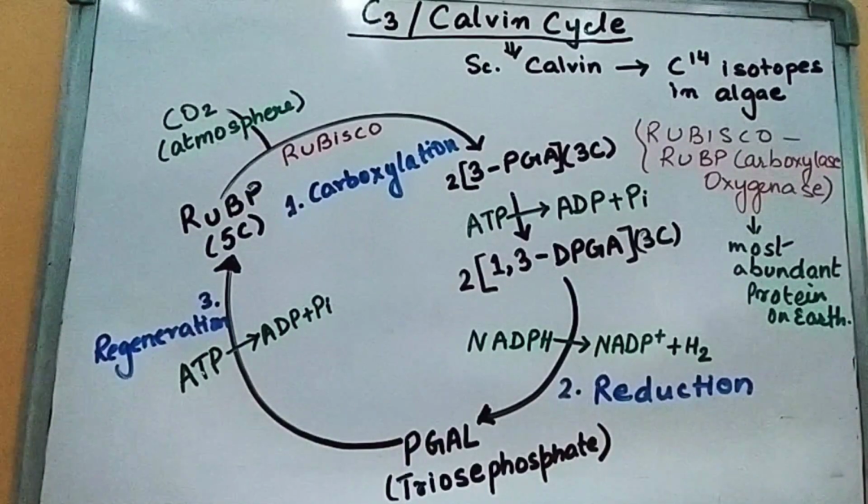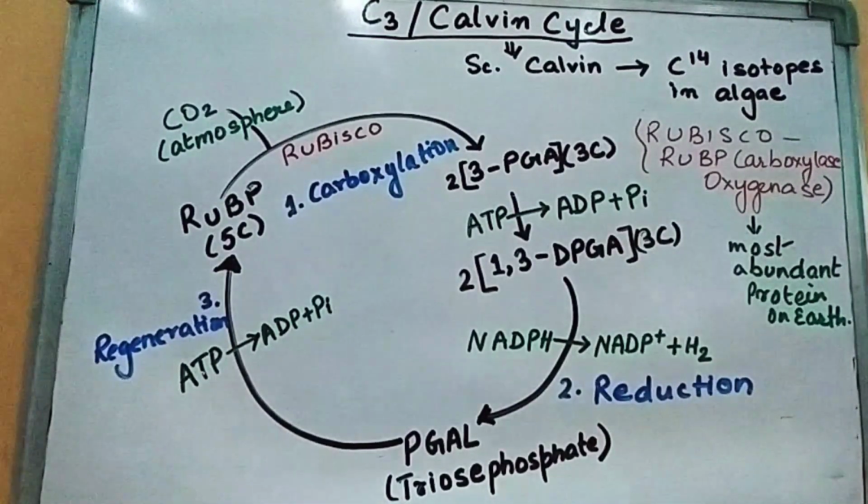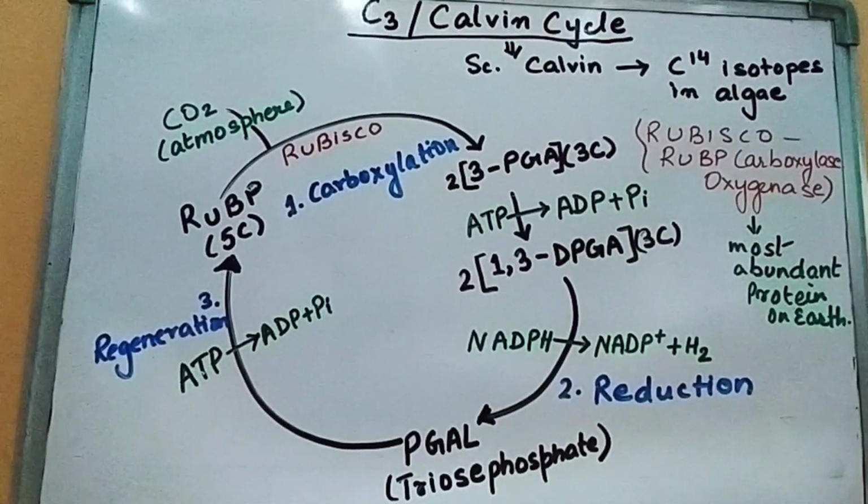And the cycle was named after the scientist Melvin Calvin, who discovered this cycle by experimenting with carbon 14 isotopes of carbon in algae doing photosynthesis. Generally the C12 isotope is used, but here he took the carbon 14 isotope to trace the production of glucose and to prove that the carbon of the glucose is produced from carbon dioxide. So we'll come to the cycle.